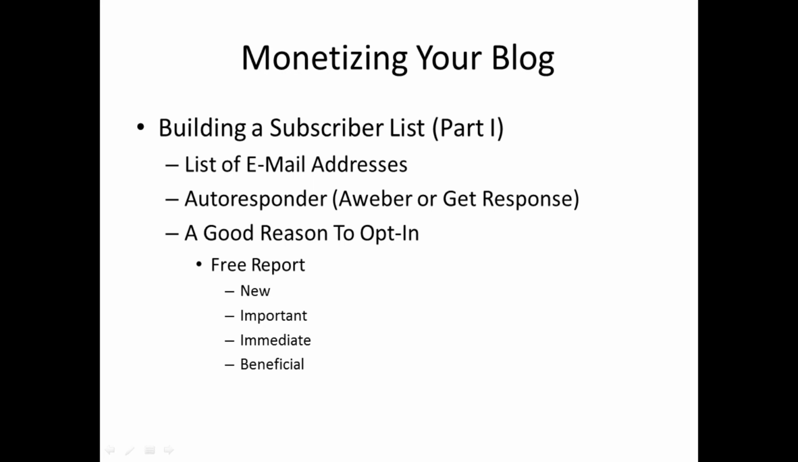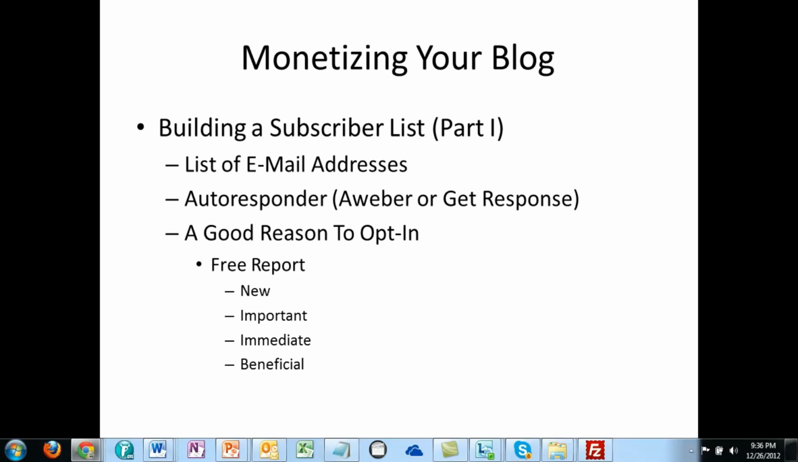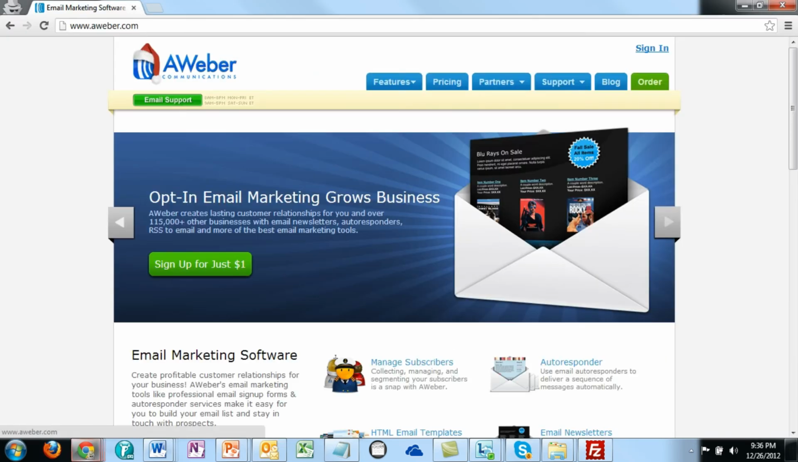So what are you going to need in order to build your subscriber list? Well, you're going to first need an autoresponder. And one of the ways that you can do that, and I'll show you this here in a minute, we'll just slide this right over to the screen here. The name of the site is aweber.com, and you may have already heard of it. aweber.com is a website where you can create an autoresponder message.